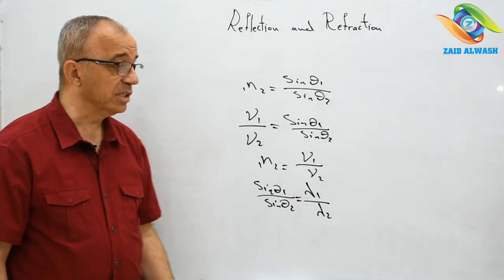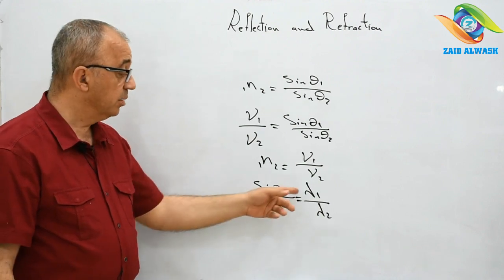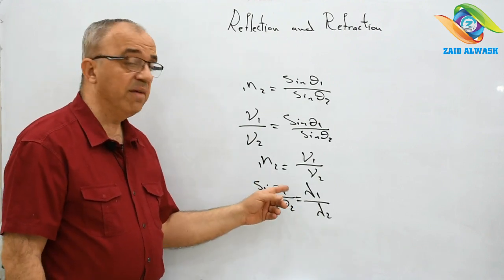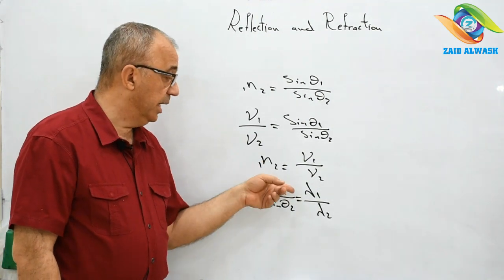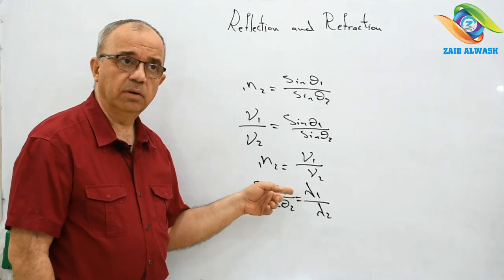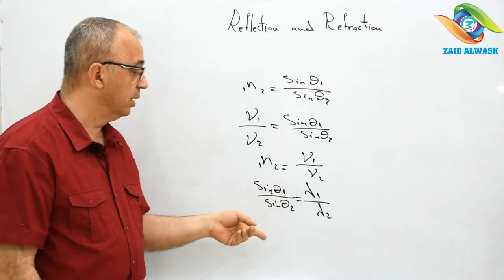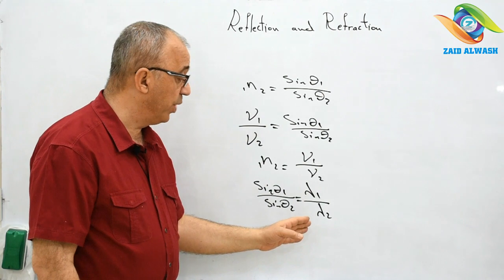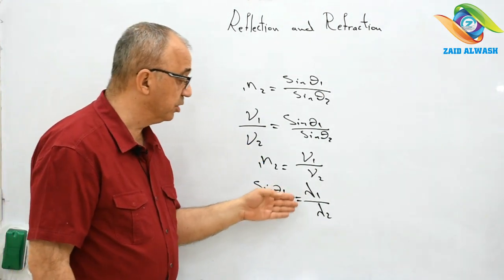Someone asked a question: what about lambda 1 and lambda 2? Lambda 1 is the wavelength of the light in the first transparent medium. And lambda 2 is the wavelength of the light in the second transparent medium.